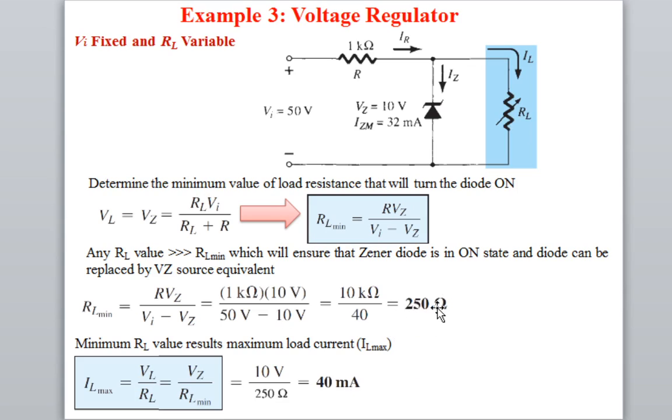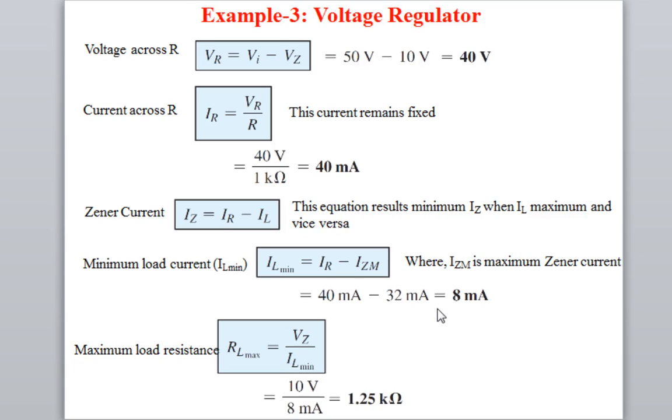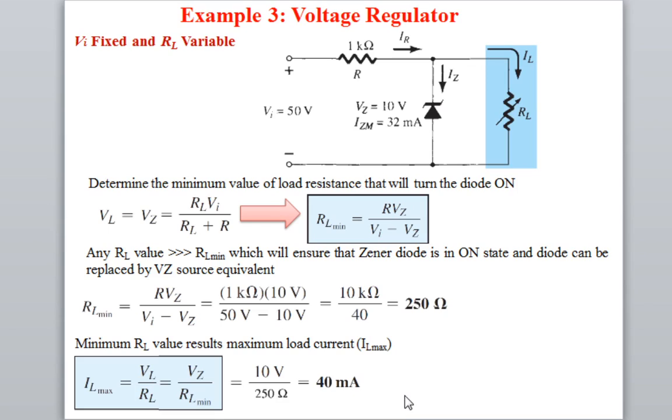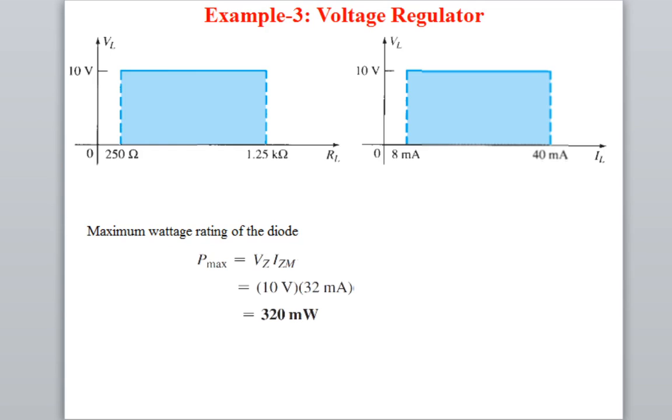And this 250 ohm to 1.25 kilo ohm resistance range keeps the Zener diode in conducting state, and within this range of resistance the circuit behaves like a voltage regulation circuit. Here your output voltage is independent of the load resistance. So this is example number 3 I have taken, where RL was variable and input voltage was fixed.